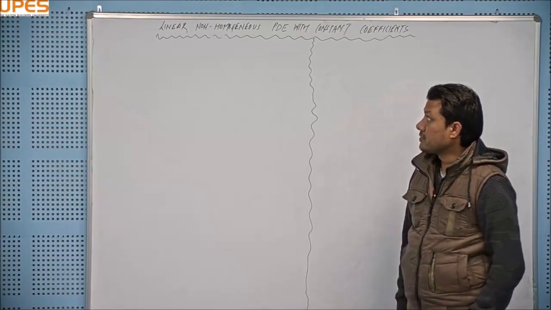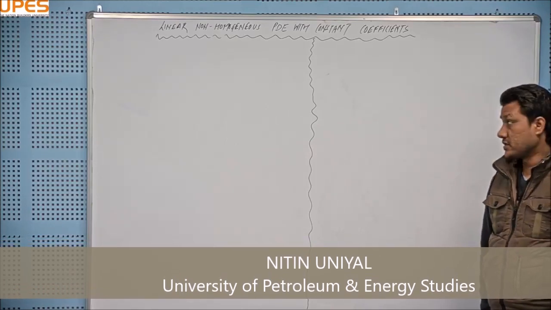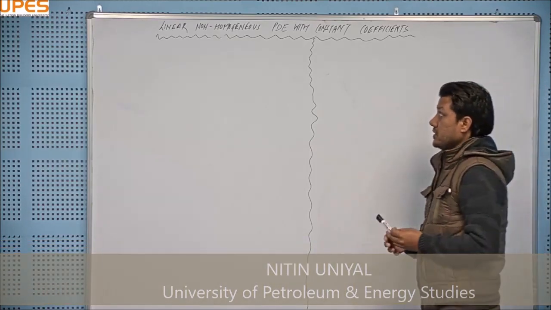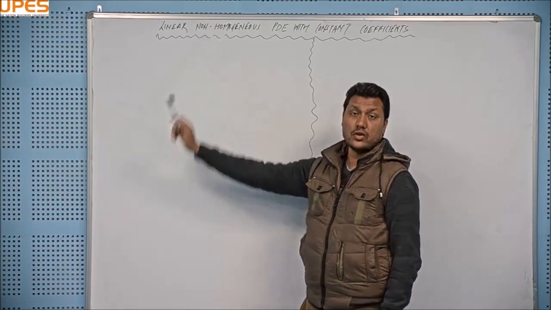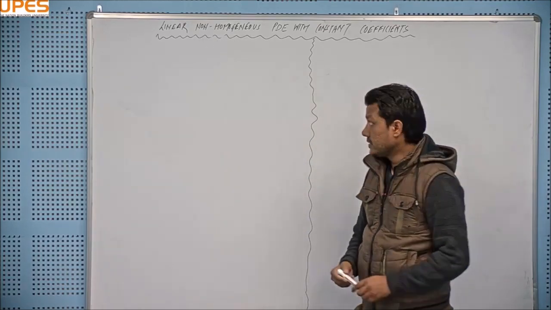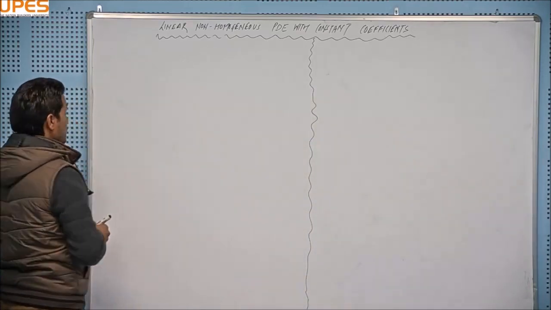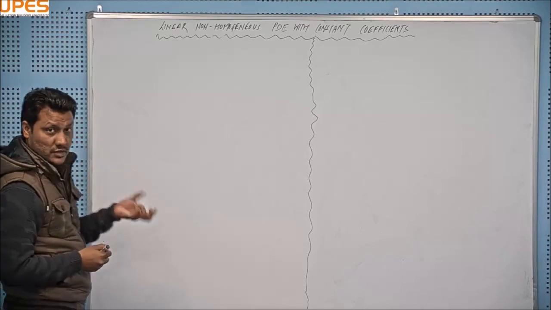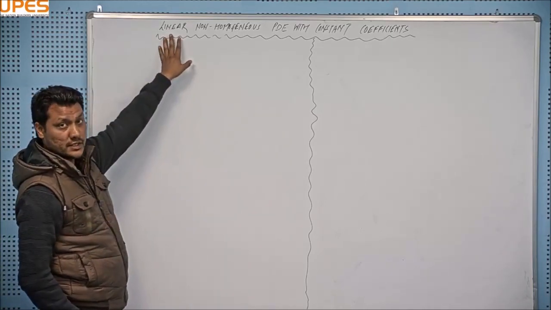So today our topic will be linear non-homogeneous PDE with constant coefficient. So far we have been discussing the homogeneous PDE, right? But in this video we will be discussing the case for non-homogeneous PDE, right? And as we know, a linear PDE means every term of that PDE has degree 1, then it is called a linear PDE, right?